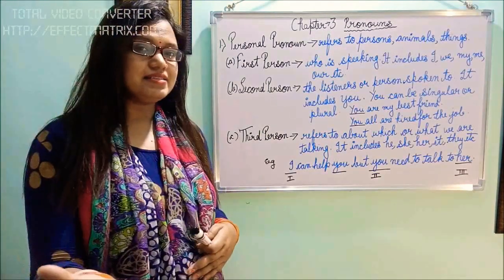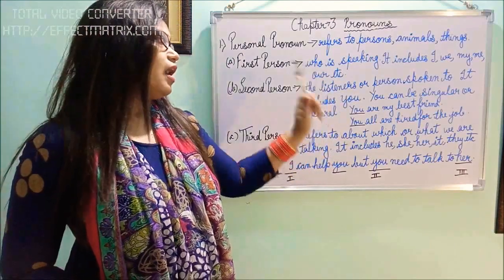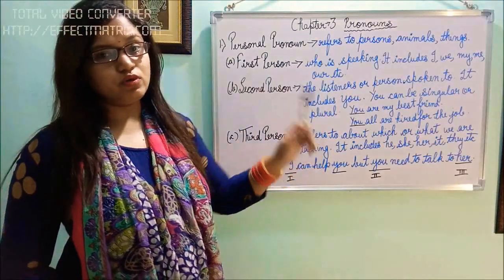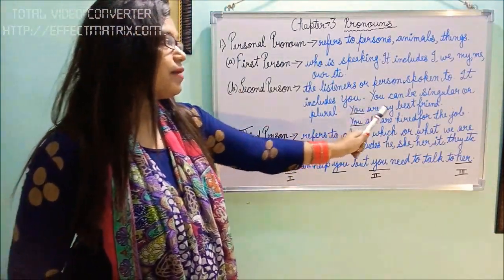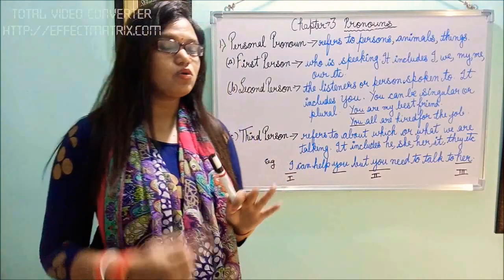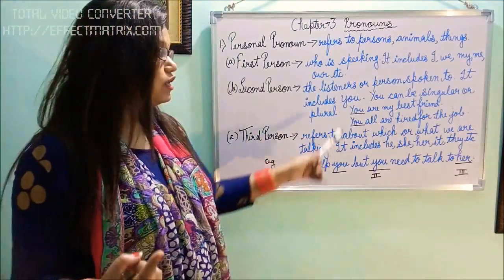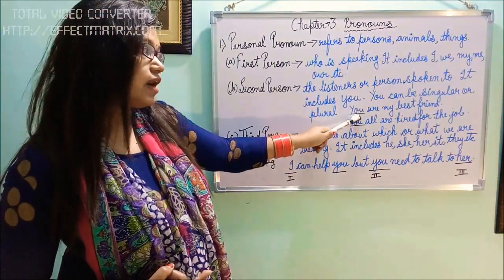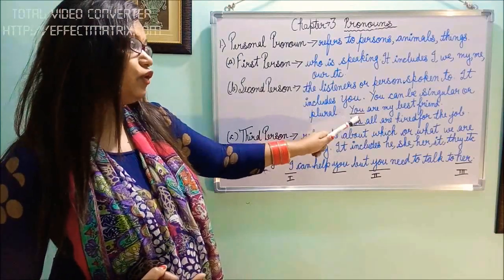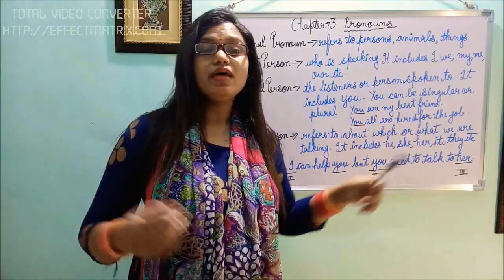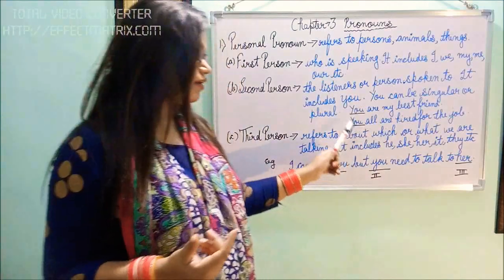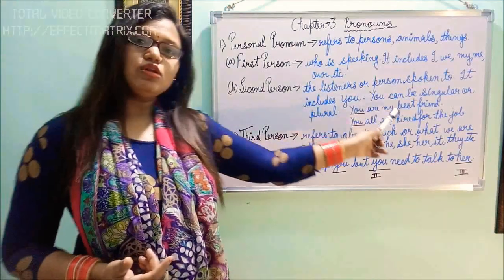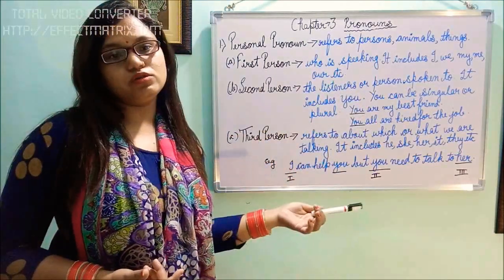Or who are listening. So students, you is a kind of pronoun which can be used for singular also or for plural also. See the example here. You are my best friend. Here we are talking about a best friend. Best friend is one only. So here we have used you as a singular pronoun. And now in the second example, see, you all are hired for the job. That means you all are hired. Here we have used you as plural. Understand? So you can be singular also and you can be plural also.